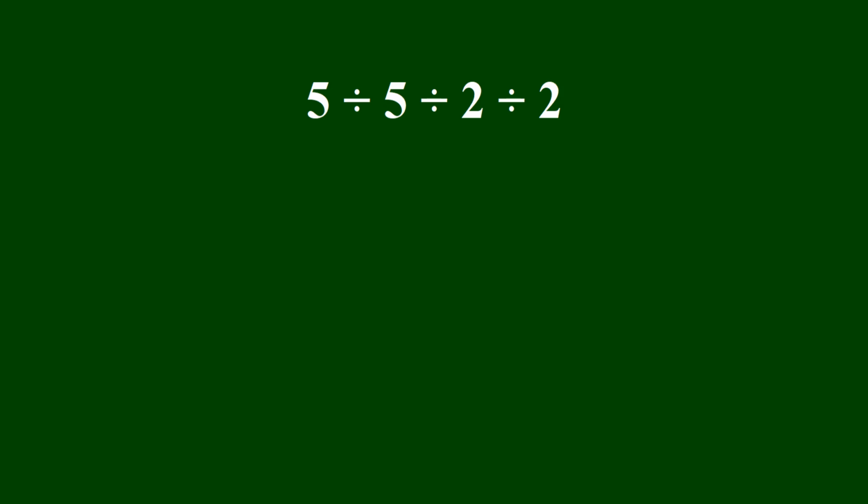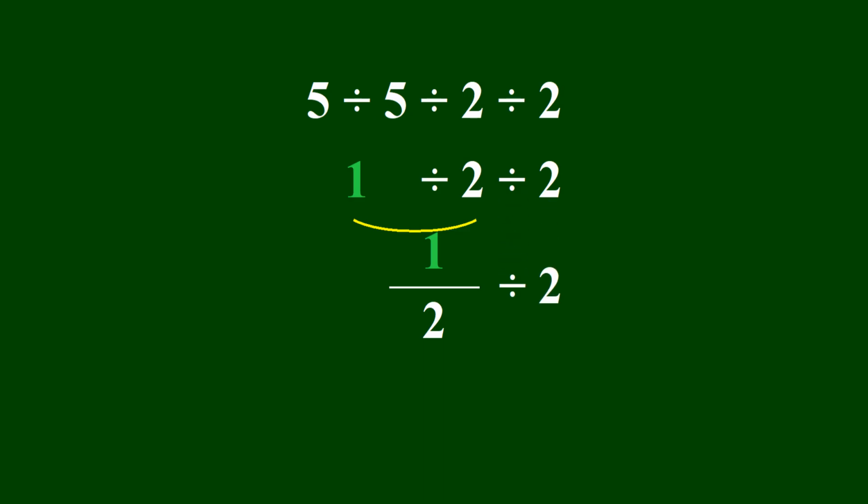So we have first this division, 5 divided by 5 equals 1. So we have 1 divided by 2 divided by 2, and we can write this part as 1 over 2 divided by 2. So we must keep the first fraction 1 over 2 and change division to multiplication times, then flip the second fraction 1 over 2 which equals 1 over 4. And this is our final answer for this problem.